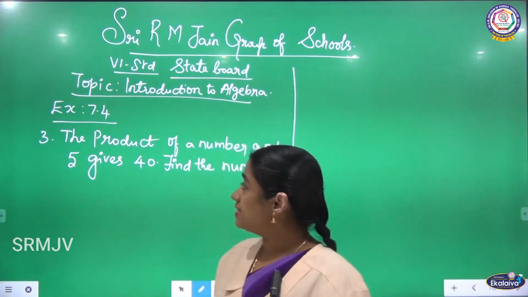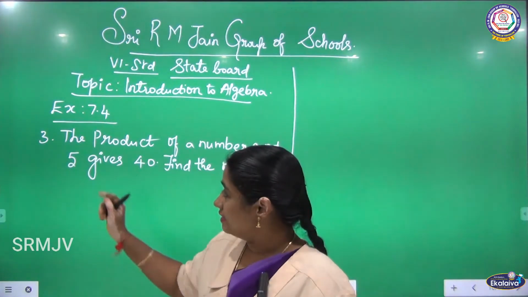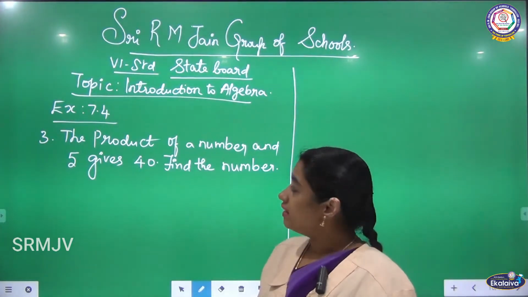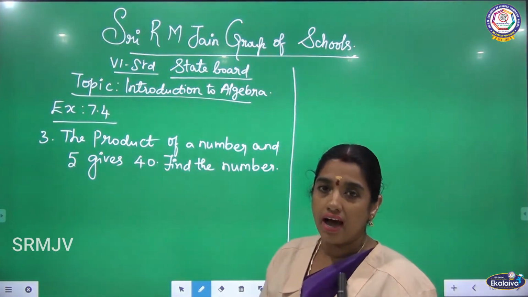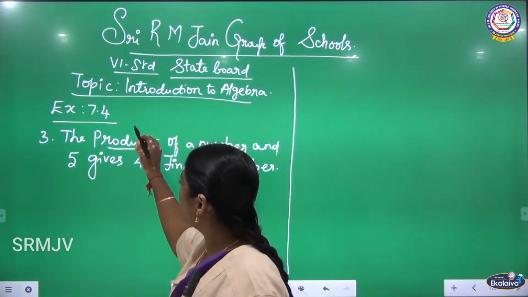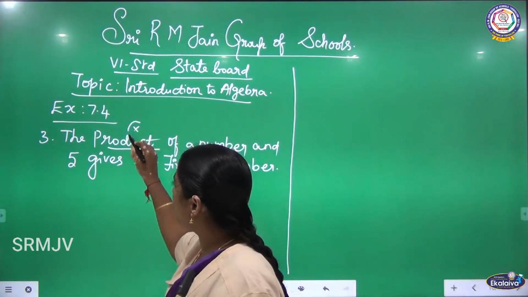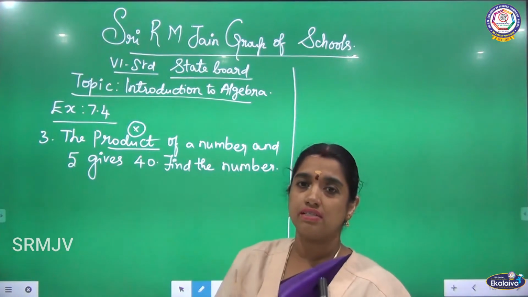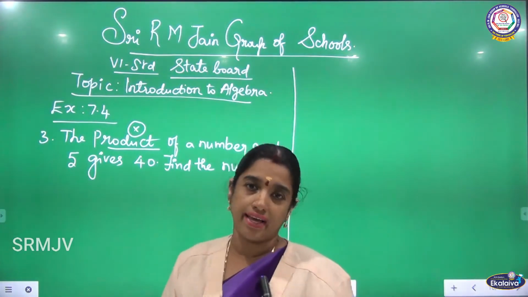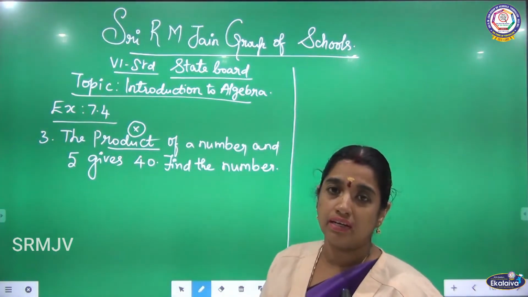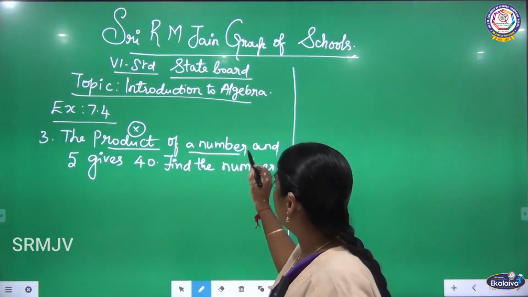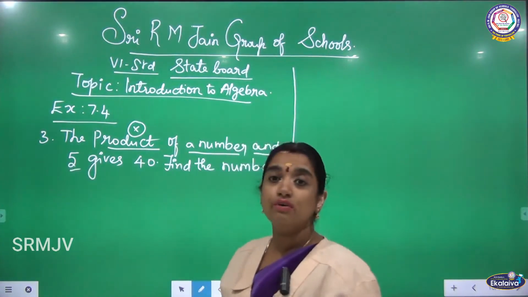Now I am going to discuss exercise 7.4, third sum, children. Here they are given the statement: the product of a number and 5 gives 40. So product means I am going to use what symbol here? Multiplication symbol. Is it clear? Product means when the multiplicand and multiplier are multiplied, I get the product. So here I am using what symbol? Into. And 5.